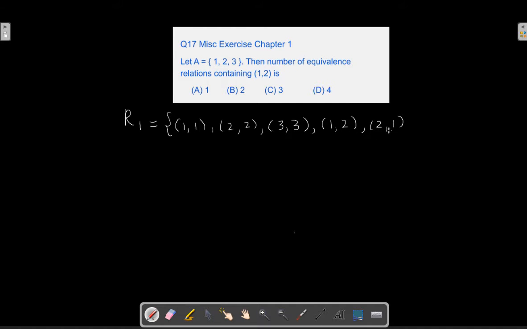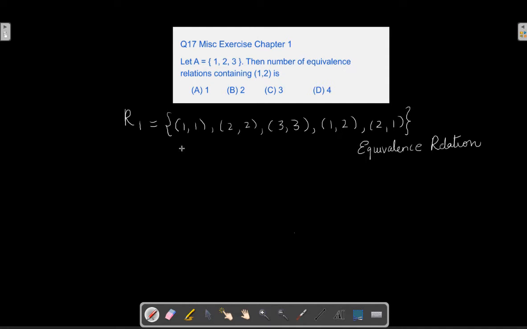So the relation is symmetric, and also 1 is related to 2, 2 is related to 1, and I have 1, 1 in the set. So if I just consider this relation, then it is an equivalence relation. So we have found one such relation which satisfies the given condition. The question says, do we have more? So yes, let's try that.